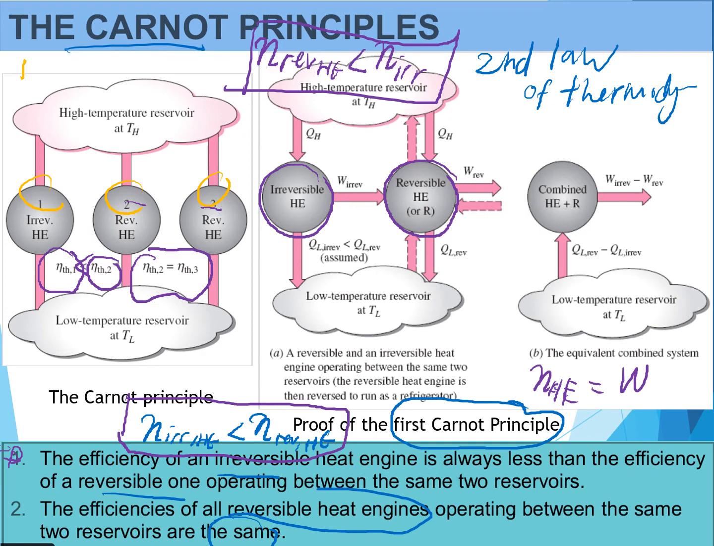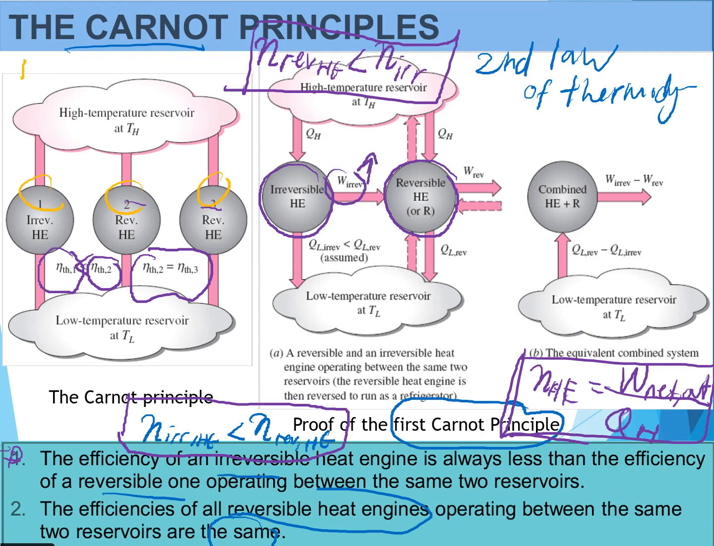W net out over QH, right? This is from the earlier chapter. We know that the efficiency of a heat engine is equal to the ratio of W net out over QH, right? Meaning that if you have greater efficiency, you will deliver a greater amount of work, right?